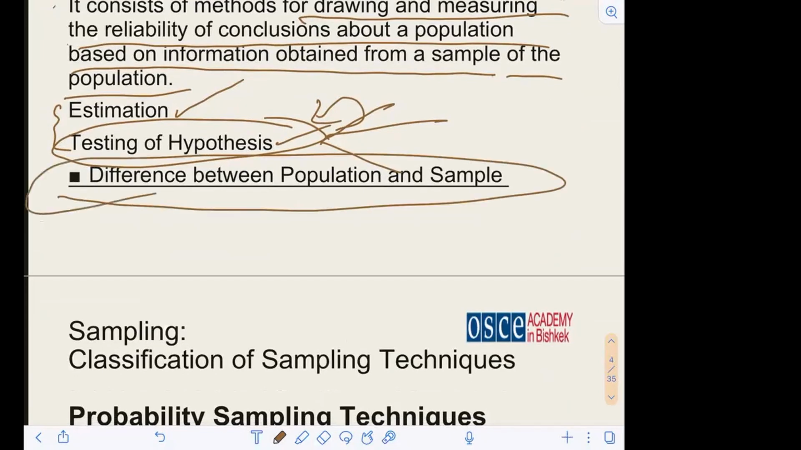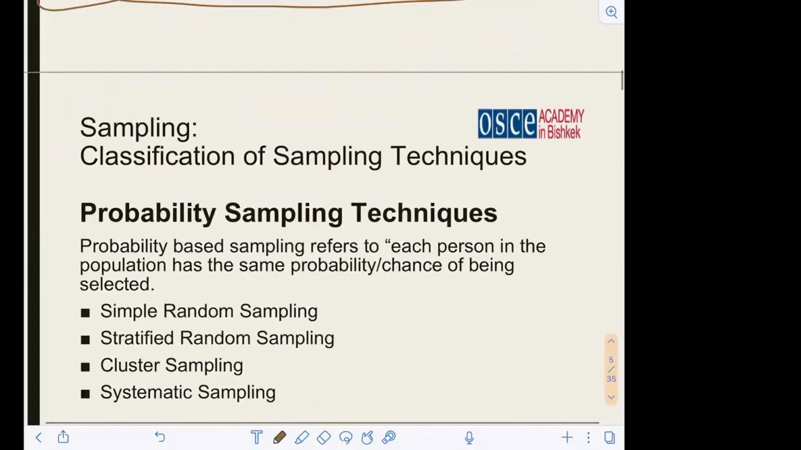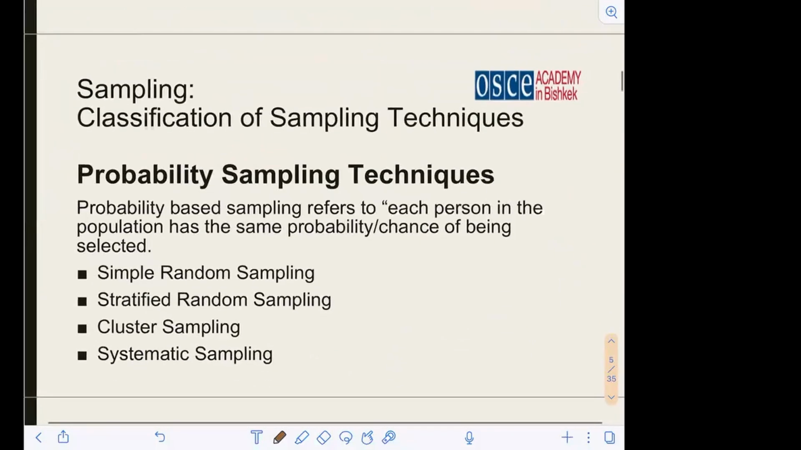We have already covered the difference between the population and sample. I assume that you have learned, but still, if you have any problem, you can send an email to me. You can write to me. If possible, I would reply immediately, or I will try to solve it.